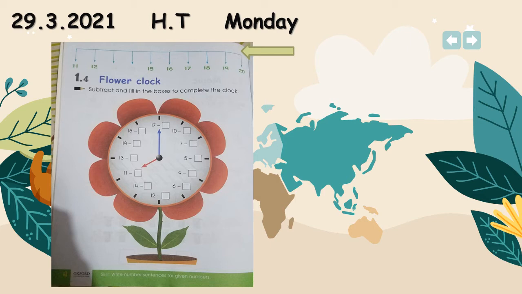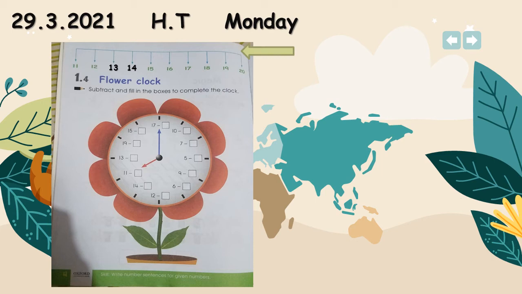After completing your date, you have to complete your number line, find out the missing numbers. 11, 12 is written. What comes after 12? 13. Excellent. Write 13, and then 14. Two numbers are missing here, 13 and 14. Complete your number line, then come to activity 1.4, and this is about the floor clock.